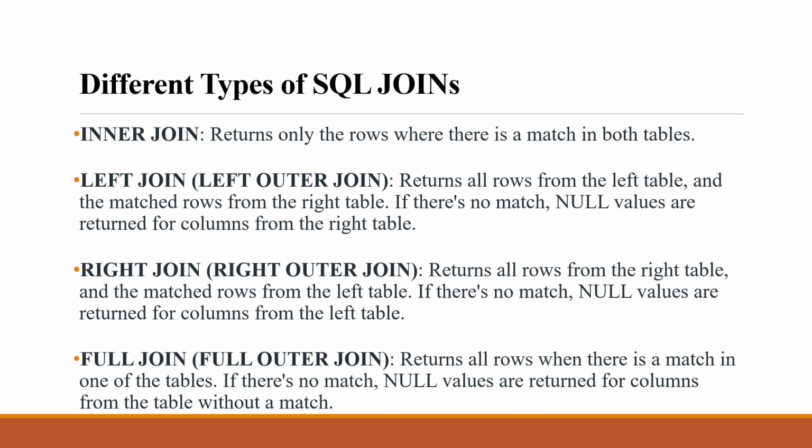Third, right join. It is also called a right outer join. It returns all rows from the right table, then the matching rows from the left table. If there is no match, null values are returned for columns from the left table. Fourth, full join. It is also called a full outer join. It returns all rows when there is a match in one of the tables. If there is no match, null values are returned for columns from the table without a match.